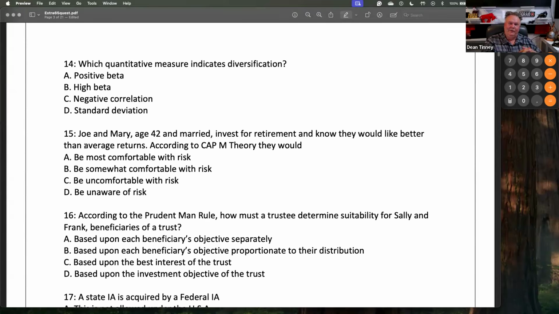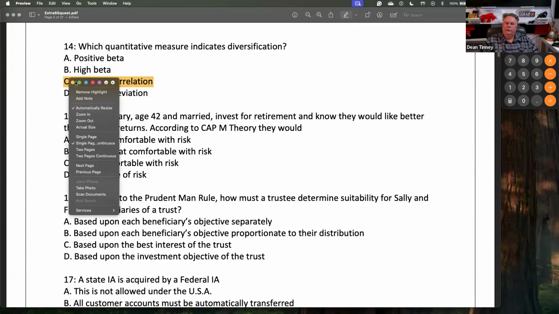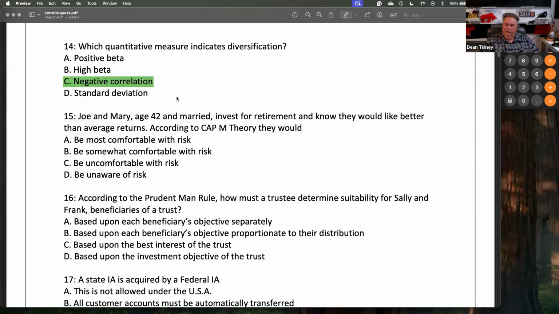Which quantitative measure indicates diversification? I like this one. Negative correlation. You are correct, right? Under modern portfolio theory, which isn't truth, just a way of explaining things, we would try and have in your portfolio something that has negative correlation to provide you with additional diversification.